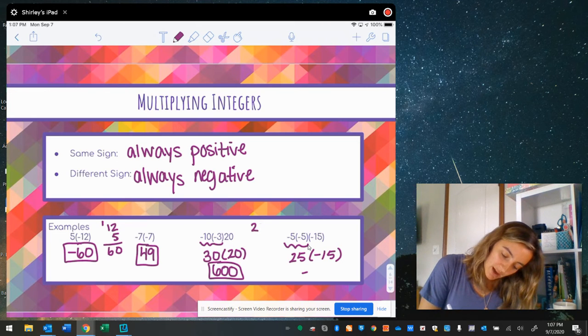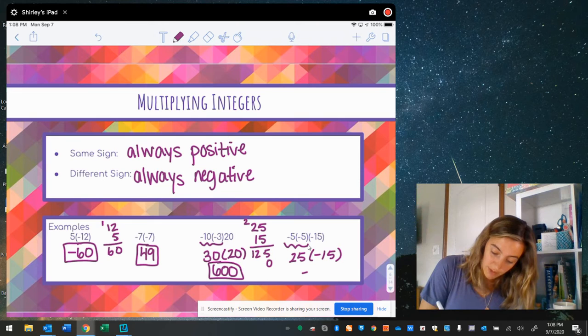And then if we need to do some scratch work over on the side, we can also do that. So I'm going to do 25 times 15. 5 times 5 gives me 25. Carry the 2. That gives me 10 and 12. Bring my 0 down as a placeholder. And then I have 1 times 5 and 1 times 2. Add them together. And I get 375.